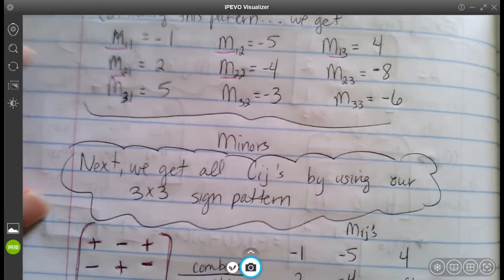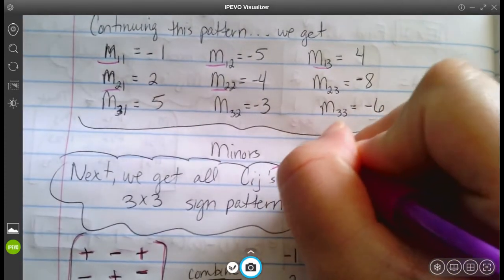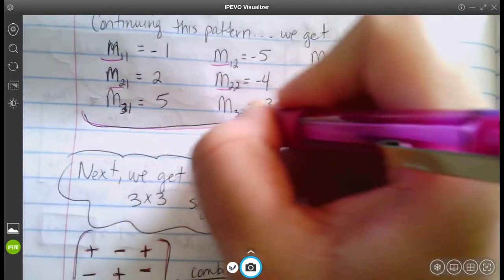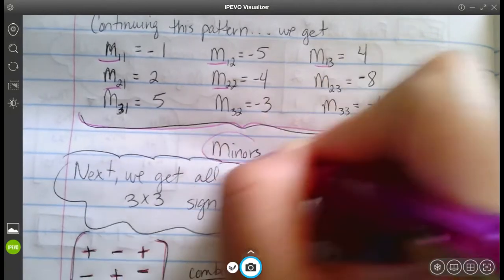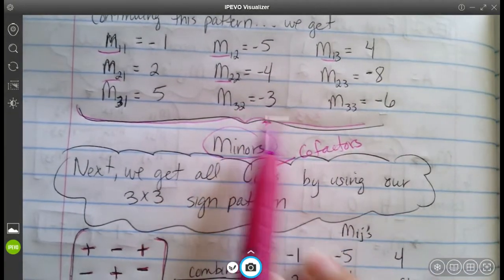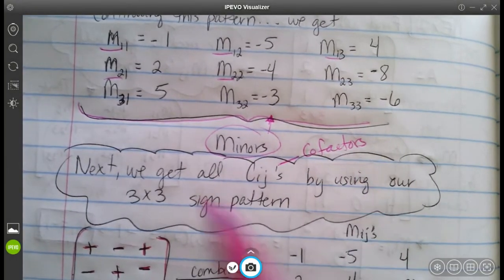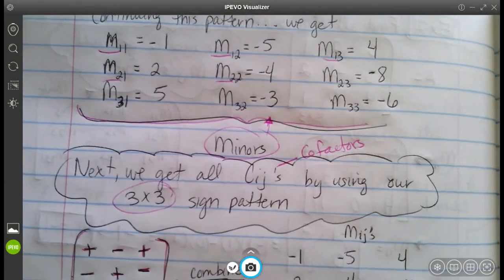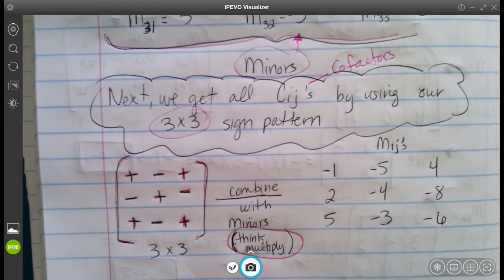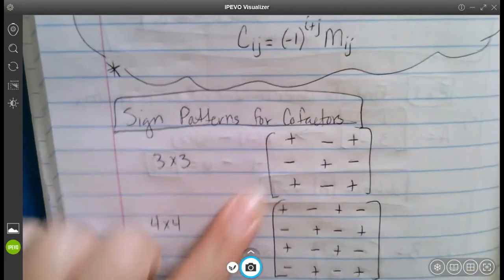Next, we're going to get all of our Cij's. So these are the cofactors. Okay, and by the way, I forgot to mention these right here are the minors. So these are the minors, not the UTEP minors. They're just the minors for math. So the next step we're going to do is get the cofactors by using our 3x3 sign pattern. So here is a reminder of what that is. We did this on the previous page. So the sign pattern's down here. That's where I'm getting this from.